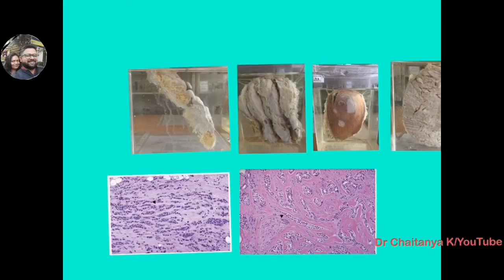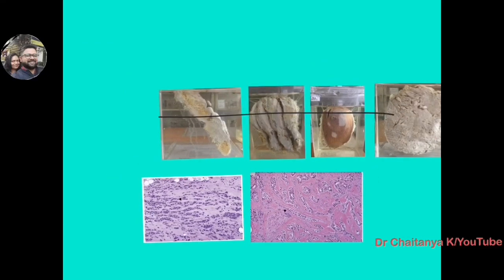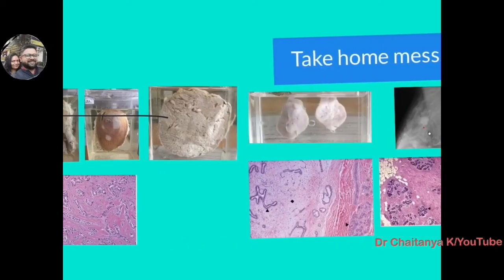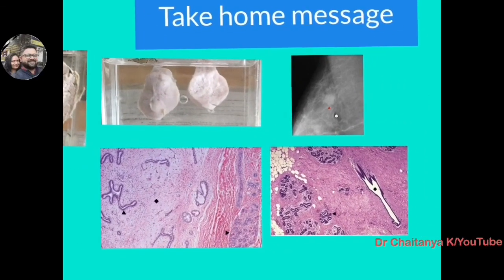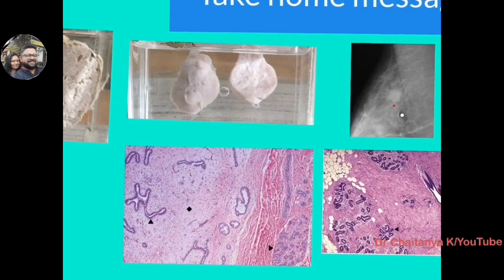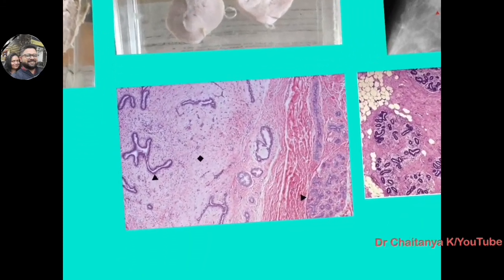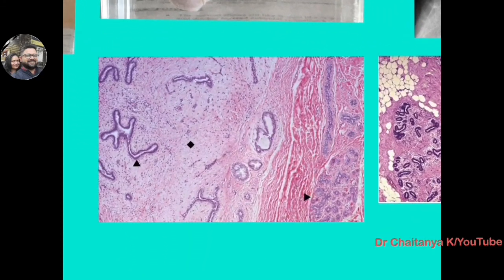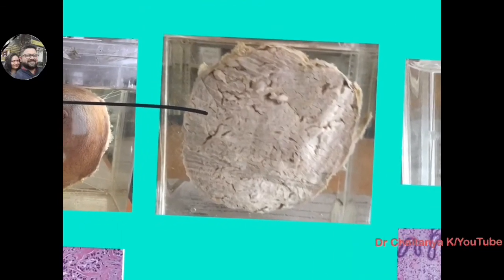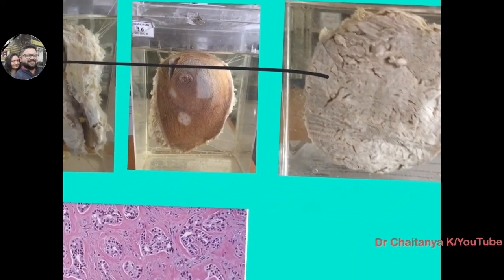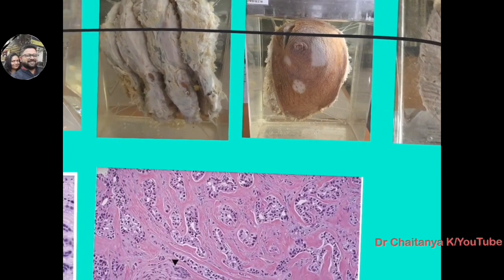Coming to the take home message, just to revise what we saw until now: we saw the fibroadenoma, which is encapsulated and on cut section shows a slit-like appearance. On microscopy there are two types of features, intracanalicular and pericanalicular. Then we saw the normal histology. This is the giant fibroadenoma, which on cut section shows a slit-like appearance, and its diameter is more than 10 centimeter.